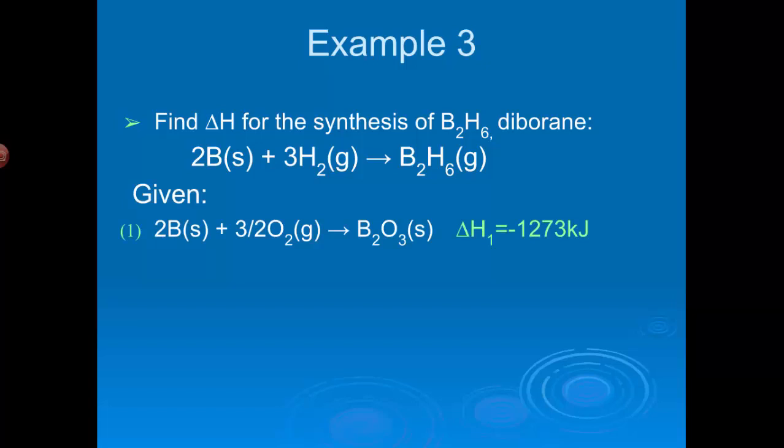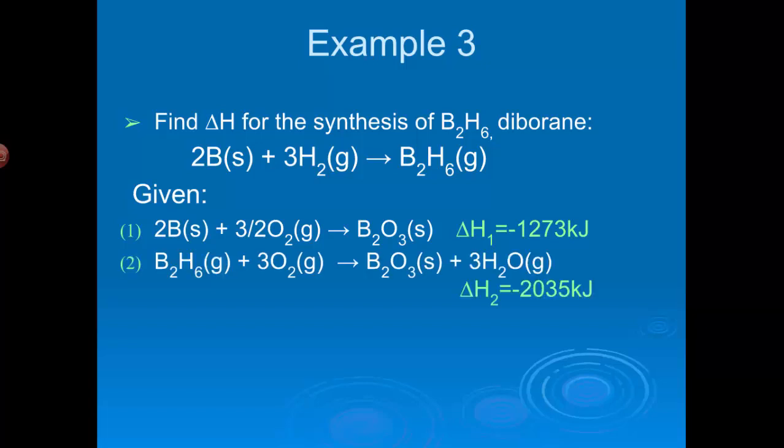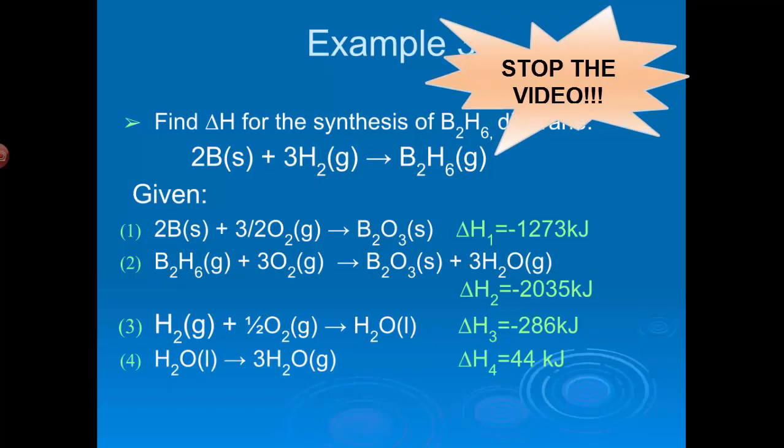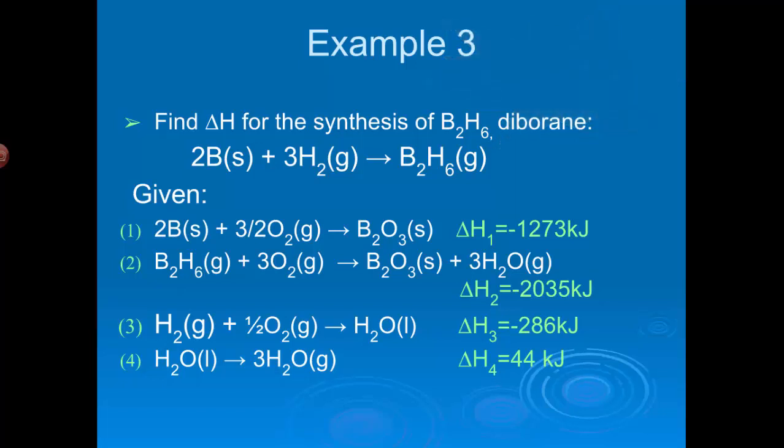This is the reaction of boron with oxygen to form B2O3, and there's your delta H value for that. Here's the value for B2H6 being combusted to B2O3 and H2O. There's your delta H value for that. And here's the value of hydrogen plus oxygen to water. Oh, you need one more, sorry: H2O, liquid to gas. If we want to boil water, we already know that's 44 kilojoules per mole.